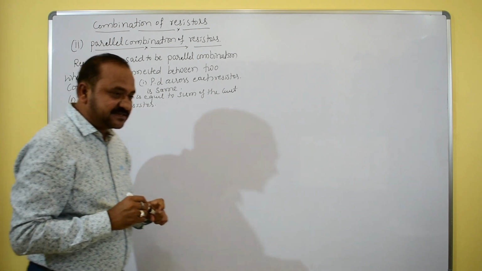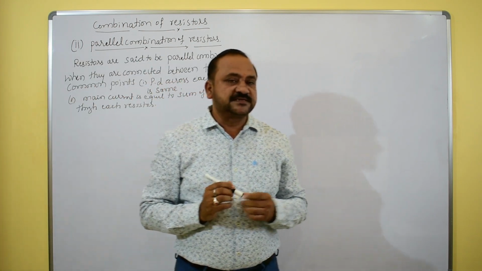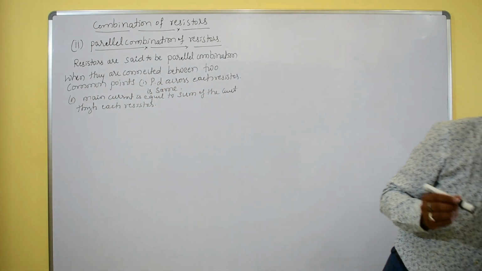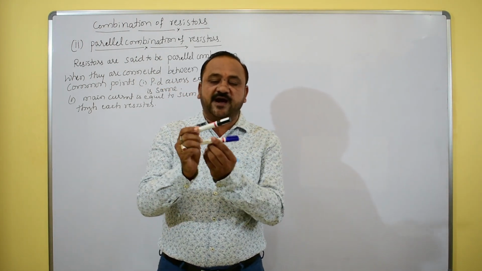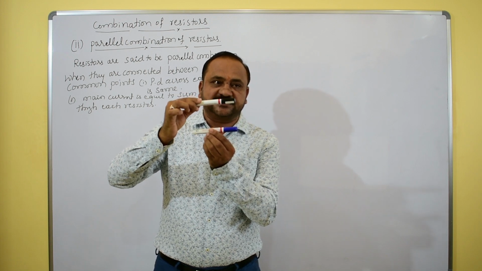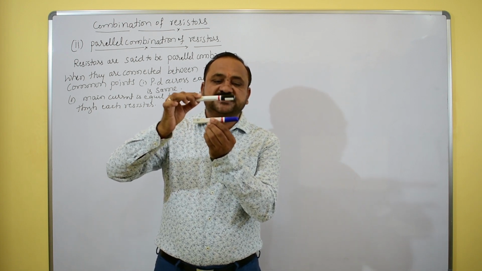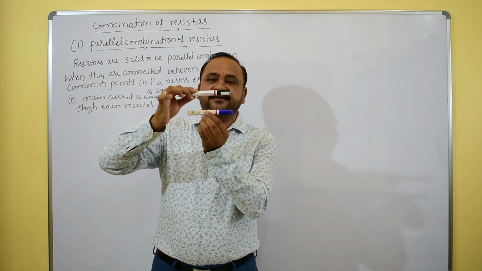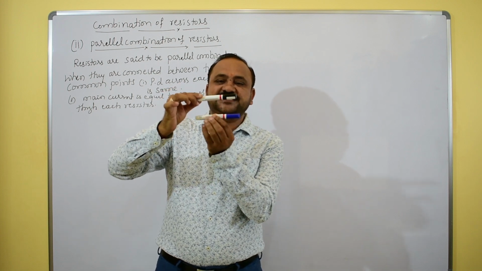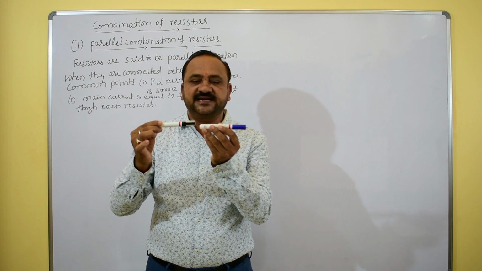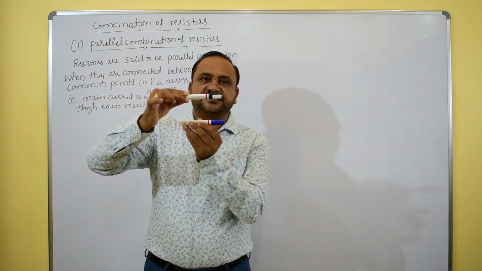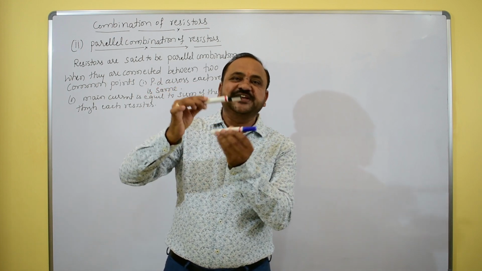Parallel combination of resistors means what? Say this is one resistor and this one is another resistor. Both are connected across each other. This is a parallel combination. But in a series combination, the end-to-end combination, it's a series. This is a parallel combination. Both are across each other.